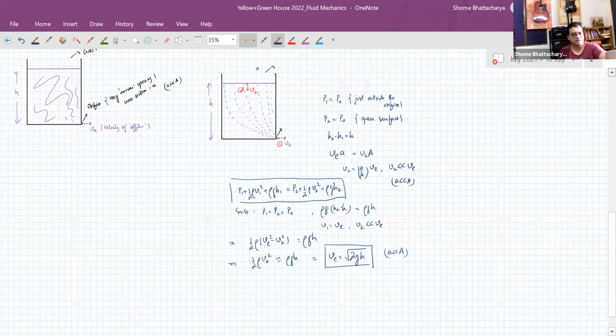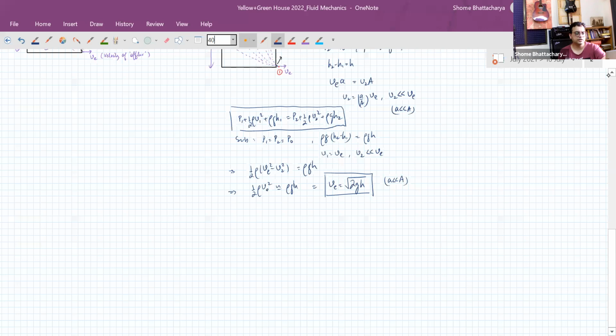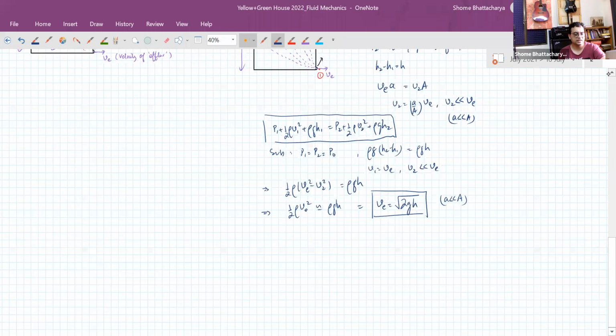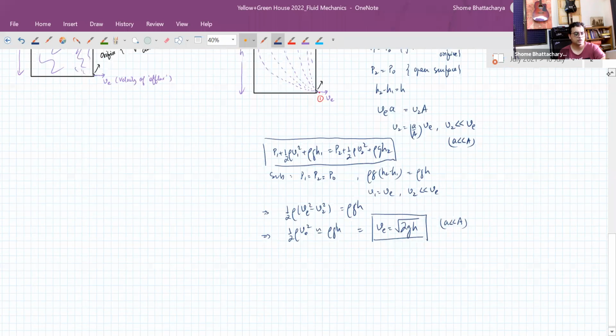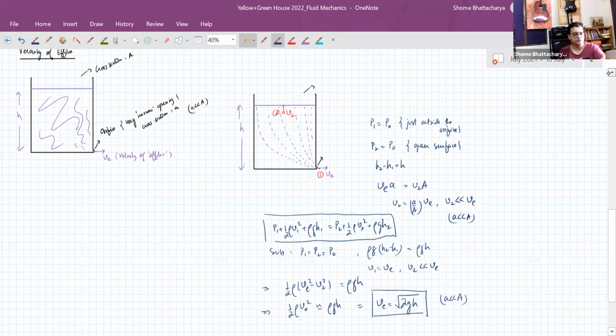It is a very specialized result for an orifice, and that only in a situation where liquid is coming out from an orifice, that is, its area of cross section is very small. In that case only we call it velocity of efflux. So this whole derivation is based on that principle.